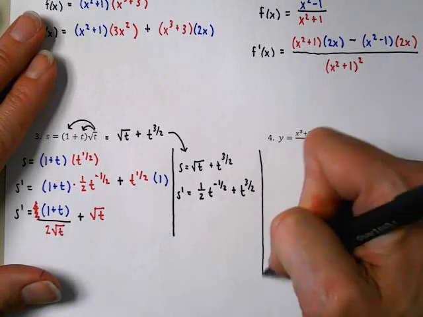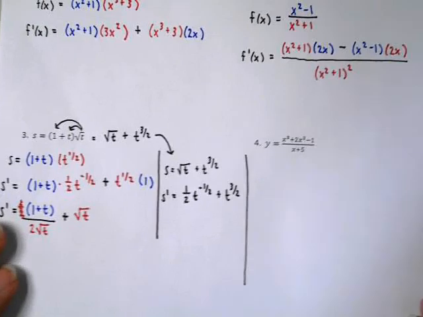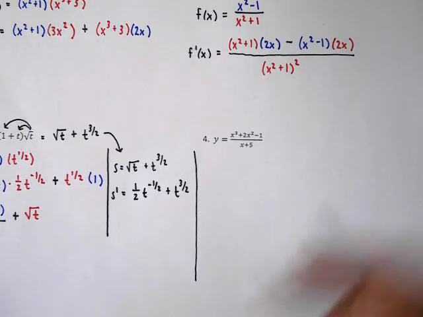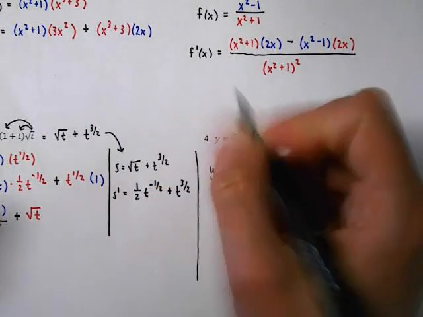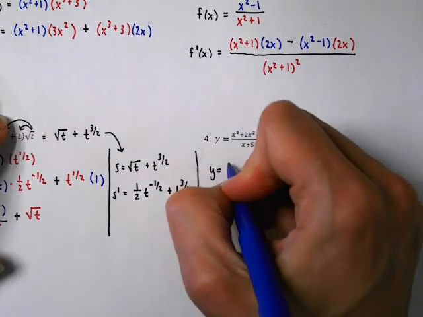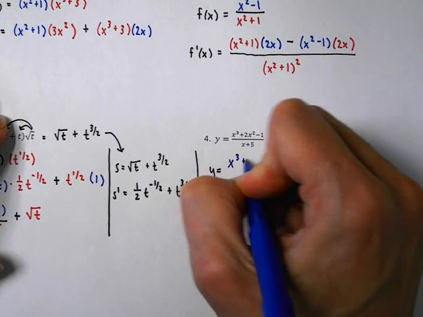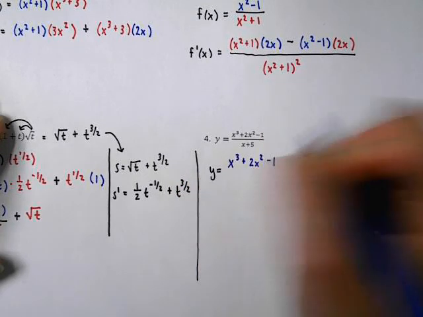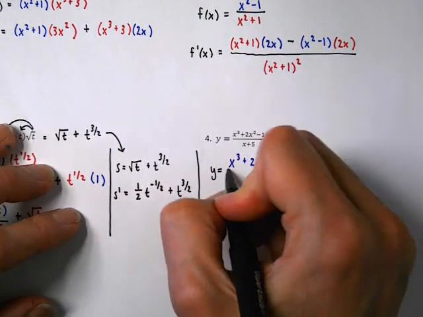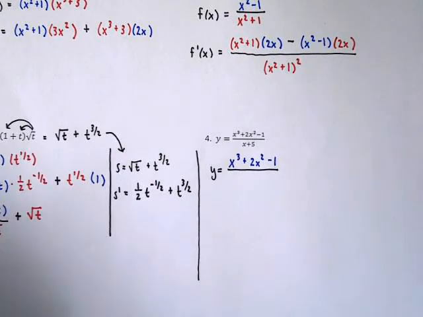All right. Our last one, number 4, we have another quotient rule here. So y equals, let's make our numerator in blue. And I'll do the denominator in red again.